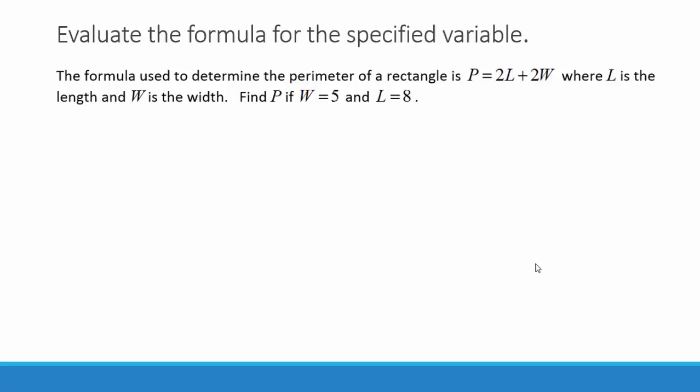The formula used to determine the perimeter of a rectangle is P equals 2 times the length plus 2 times the width, where L is the length and W is the width. Find P, or the perimeter, if the width is 5 and the length is 8. First, write the formula.